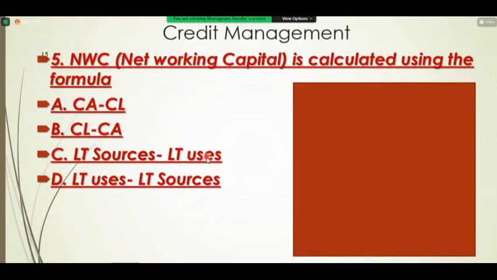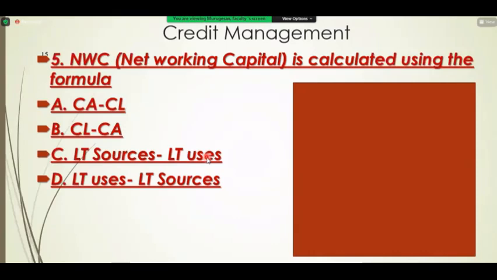Any balance sheet has only five items. Which are the five items? Net worth, NW, plus NCL plus CL equal to CA plus NCA. What is the simplest balance sheet, madam? For CAIIB purpose, net worth plus NCL plus CL is equal to CA plus NCA. Understood or not, madam? For CAIIB purpose, these three things will tally with these two things. You just wait for another two minutes. I'll give you an interesting question.